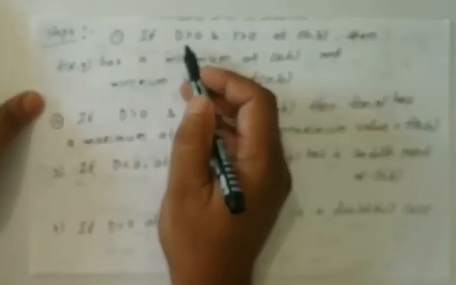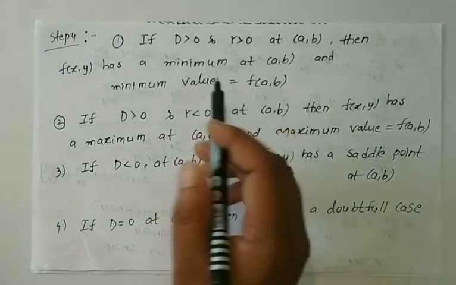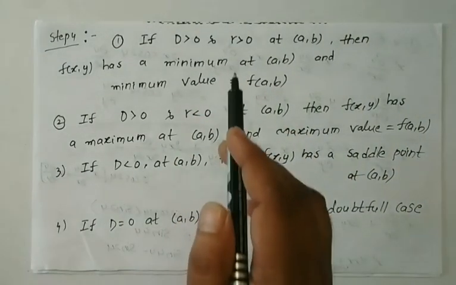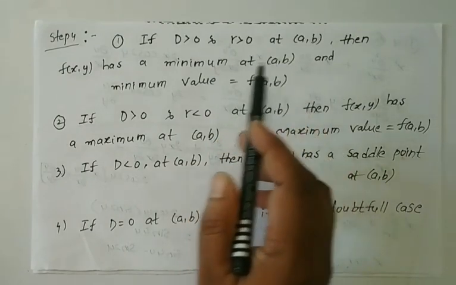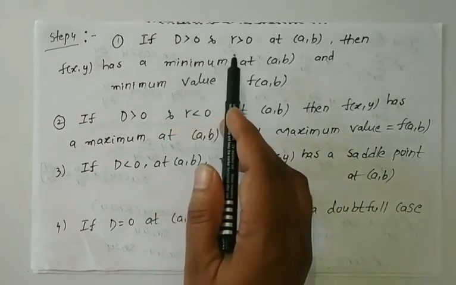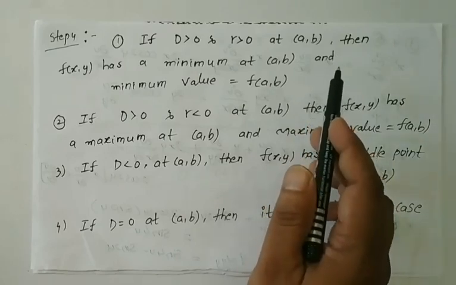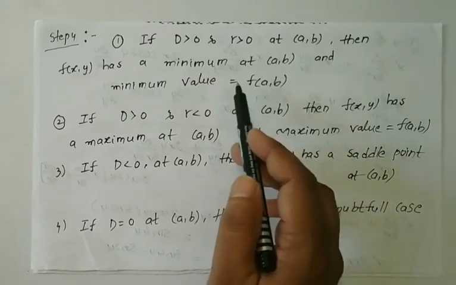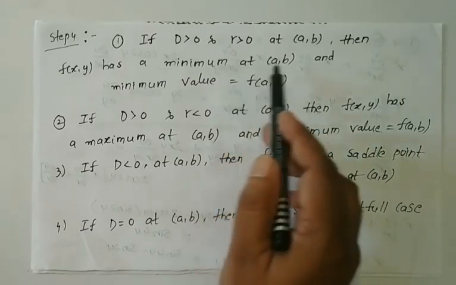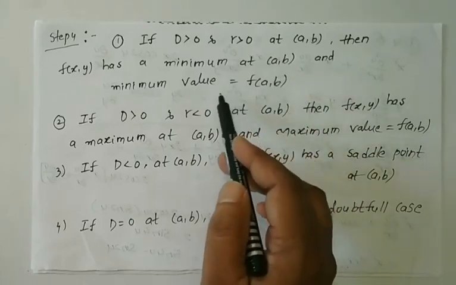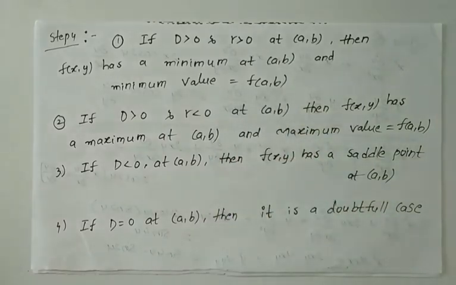if, first one, D greater than 0, what is D? rt minus s square. If D greater than 0 and r greater than 0, what is r? fxx at the point a comma b. Then in this case we can say that the function f of x has a minimum value at the point a comma b. In this case the minimum value will be equal to f of a comma b.